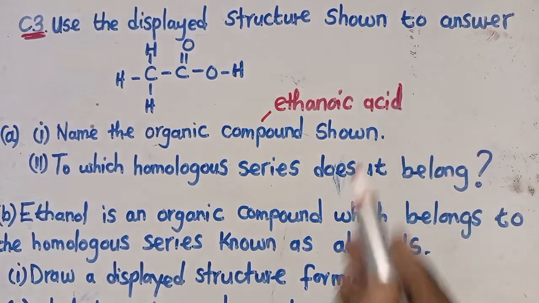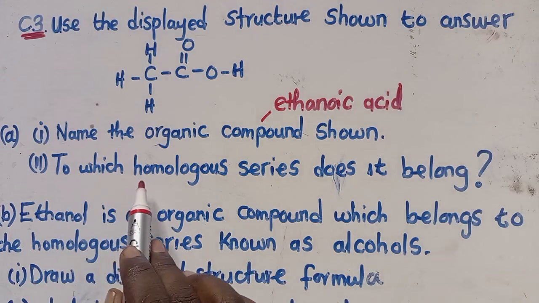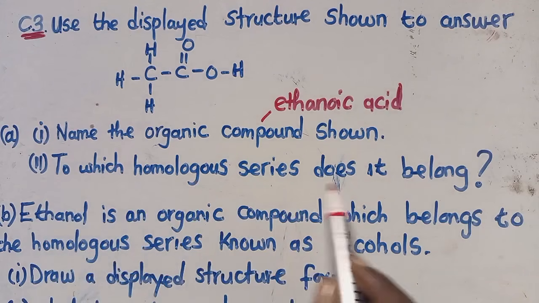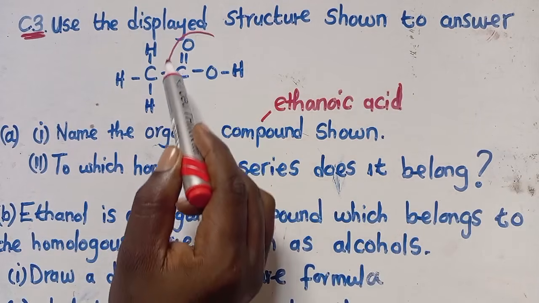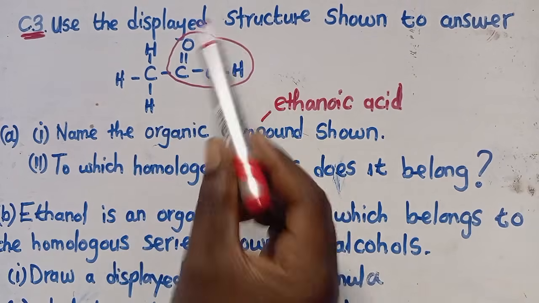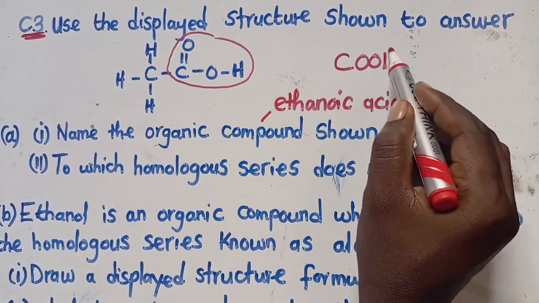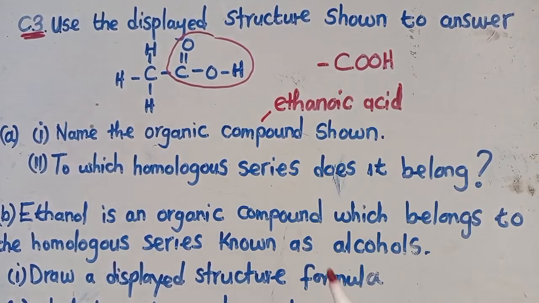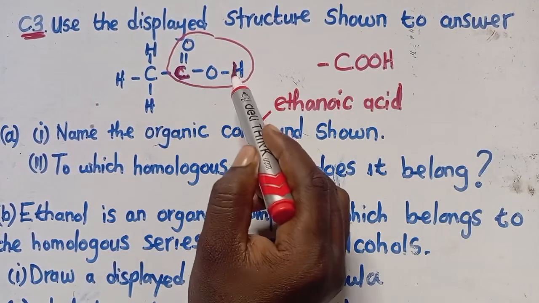Maybe you are asking yourself, sir, how did you know that this is ethanoic acid? So first of all, you need to know alcohols. Because here, the next question is saying, to which homologous series does it belong? Since this one is having this type of functional group, have you seen? This is a functional group. So the functional group here is COOH. That is a functional group that is there, isn't it? There is C here, then O and OH here.